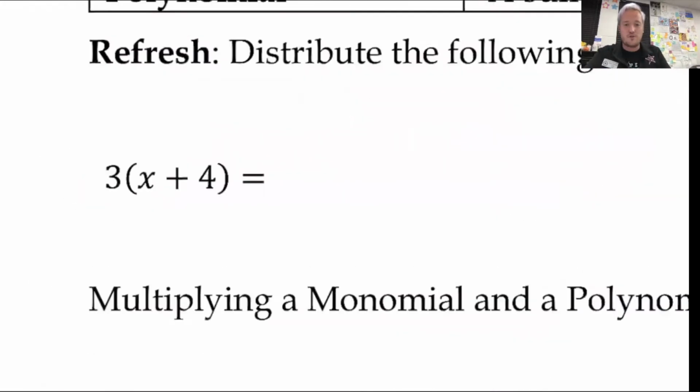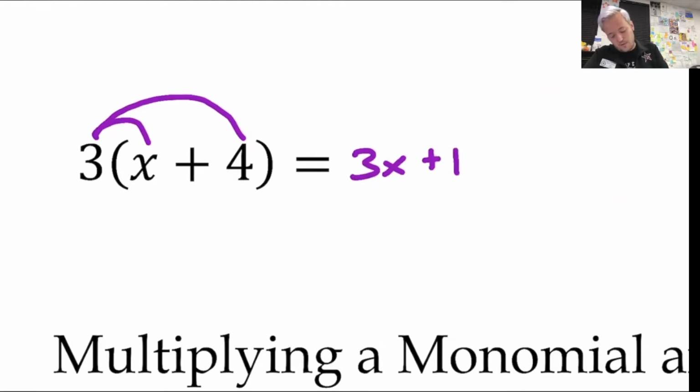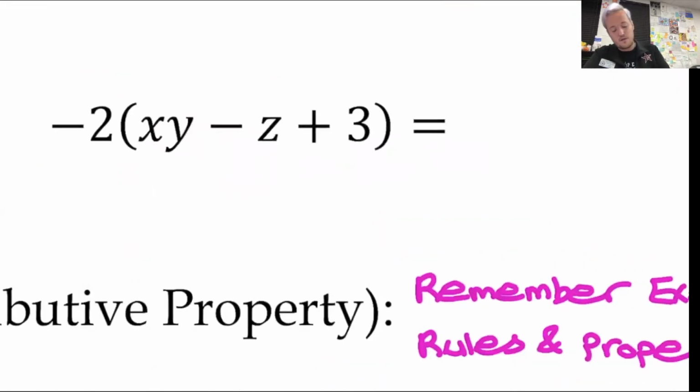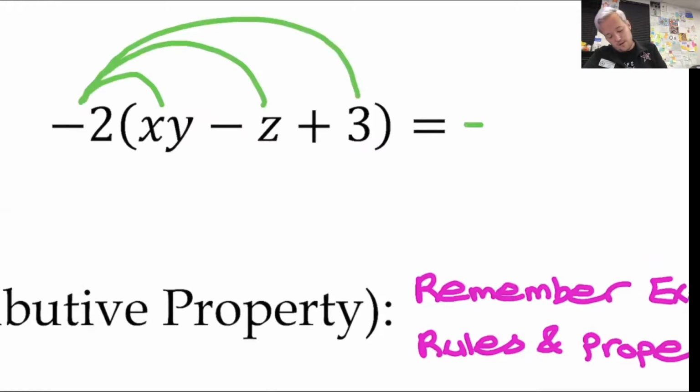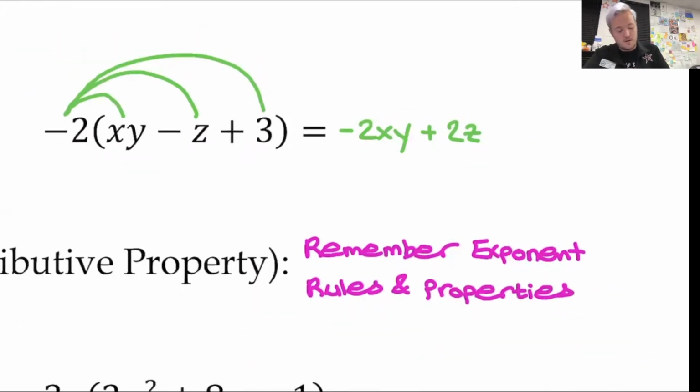Just to refresh, we're going to go back to the distributive property. I'm going to distribute this 3 to everything inside the parentheses. So I'm going to have 3x plus 3 times 4, which gives you 12. Now over here, I'm going to distribute this negative 2. I'm going to have negative 2xy plus 2z, because if you remember, negative times a negative gives you a positive. And then negative 2 times positive 3 gives you negative 6. So we're multiplying the outside value times every term on the inside.